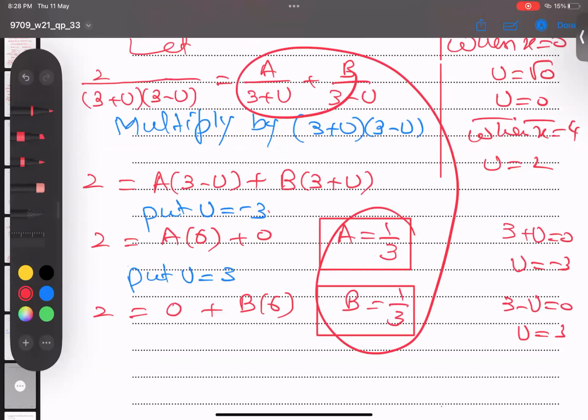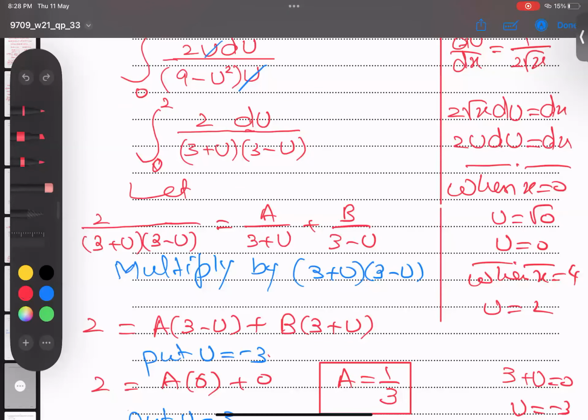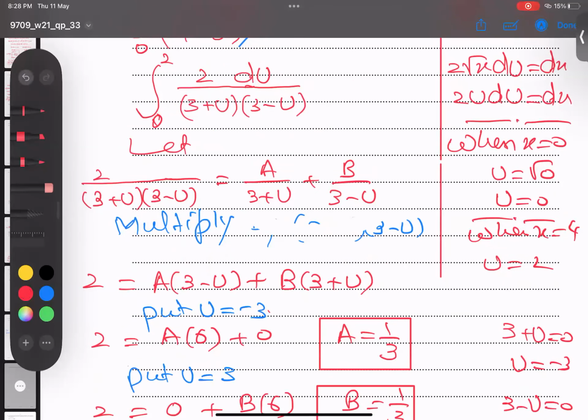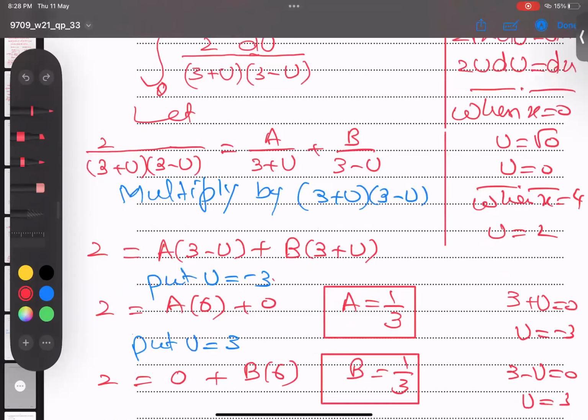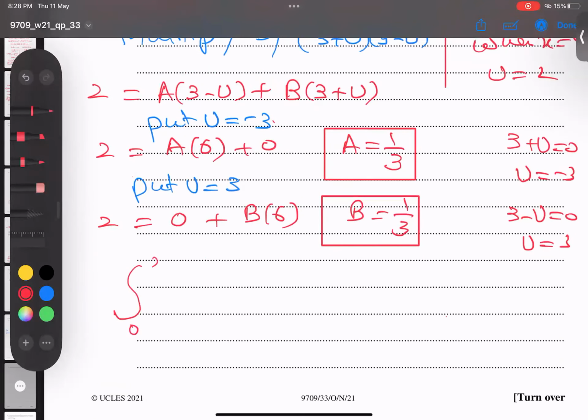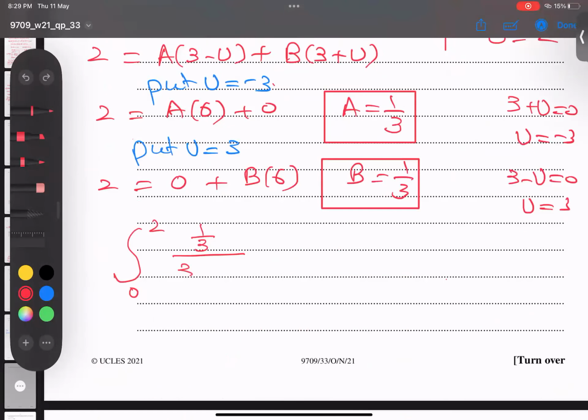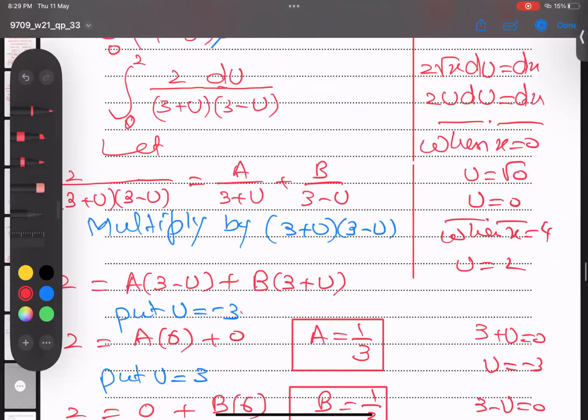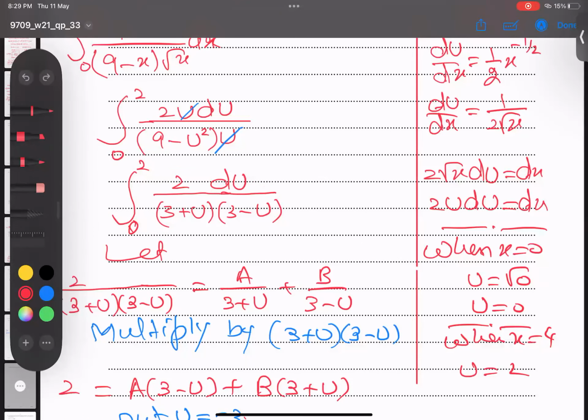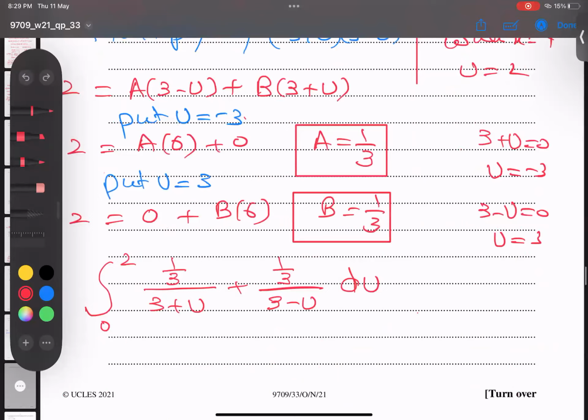Both values I will plug in here, because this is the same. Students, look at it, this is the same, so this will go here. So I will use both values directly and plug in this part. So let's start. Integral from 0 to 2 of 1 over 3 divided by 3 plus u, plus 1 over 3 by 3 minus u, du. Actually, I plug in back here, right? To use as it is, and this is very clear planning.